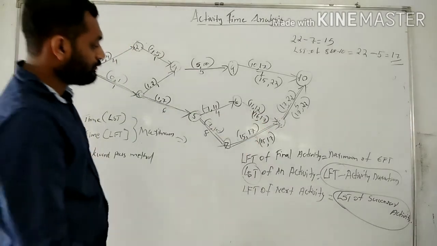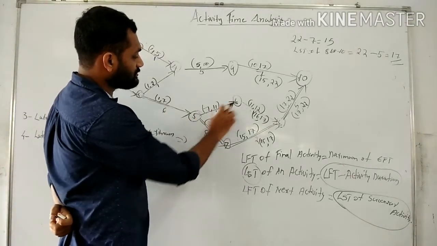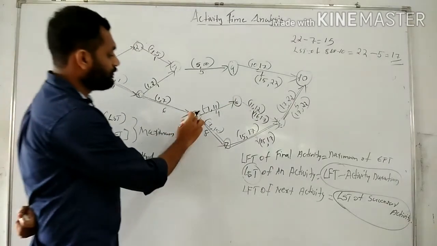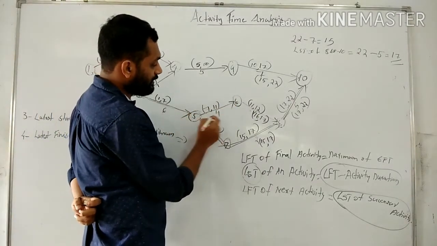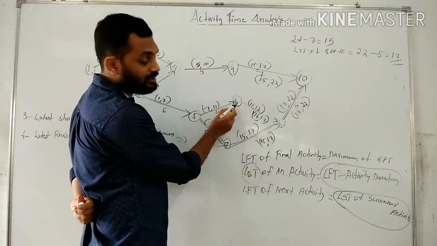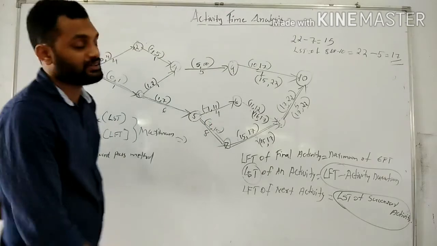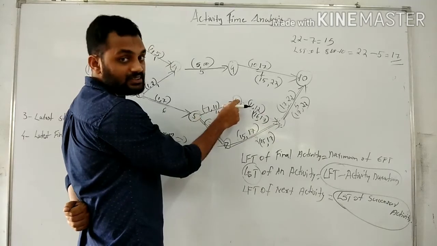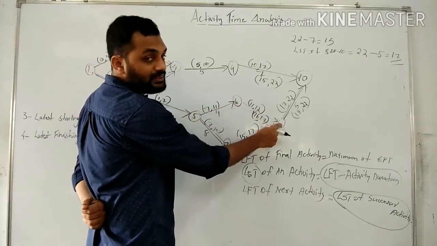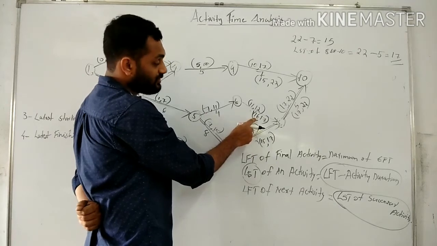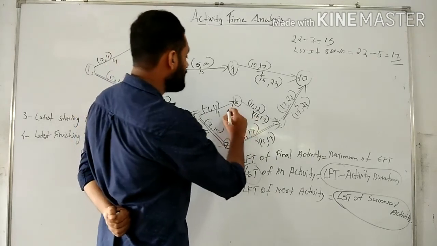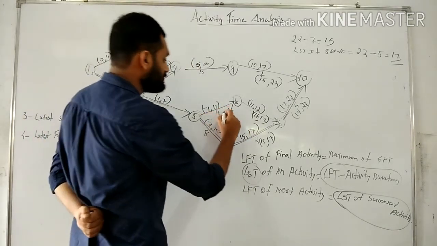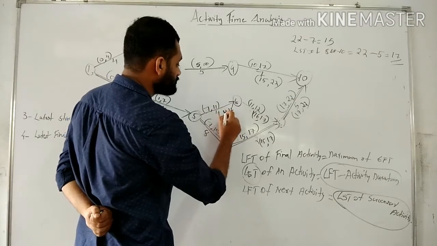Then for the activity 5 to 6, the LFT is the successor activity's LST. The successor activity of 5 to 6 is 6 to 8. The LST of 6 to 8 is 16. So 16 is the LFT. 16 minus 4 is the LST, that is 12.